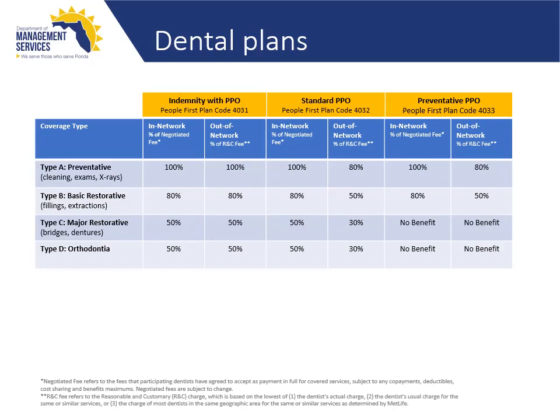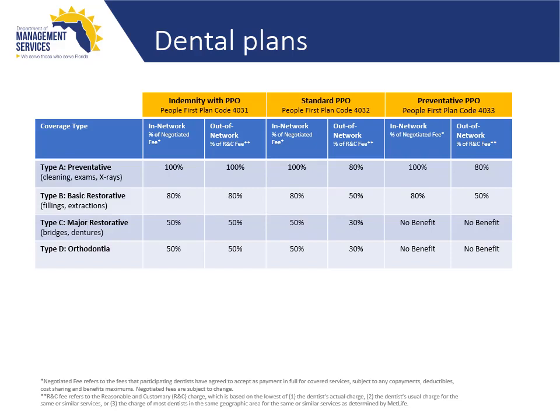Coverage type. Type A services or preventive services for all plans. When you visit a participating dentist, Type A services are covered at 100%. This means you pay nothing for routine services because coverage is paid at 100%. When visiting a non-participating dentist, the indemnity with PPO plan covers 100%, and the standard PPO plan and the preventive PPO plan covers 80% of the scheduled fee for out-of-network services.